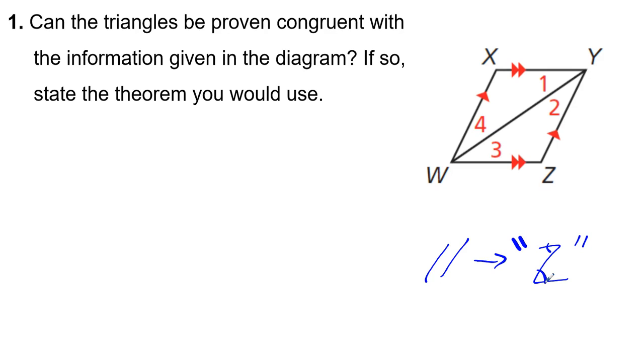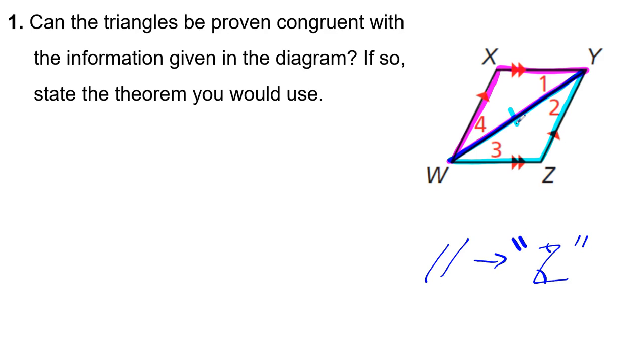So when I look, let's be sure we're looking at the right two triangles. So we've got triangle WXY. There's one of our triangles. And then we have triangle WZY. There's our other triangle. Oh, look, I overlapped. So what do we know about that side? Well, we know WY is congruent to itself because of the reflexive property.